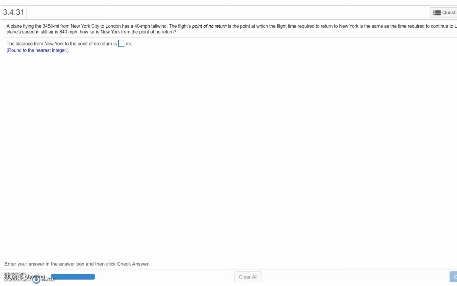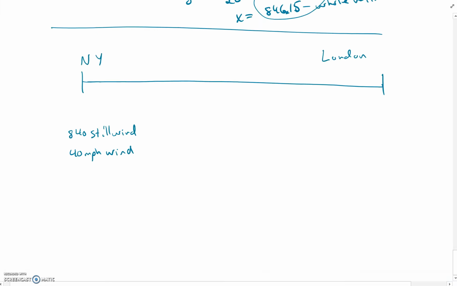The plane speed in still air is 840. How far is New York from the point of no return? So I do a little diagram here, and the wind is going this direction because it's a tailwind. So the point of no return is probably going to be somewhere about here. I'm just guessing. We're going to call that distance x.